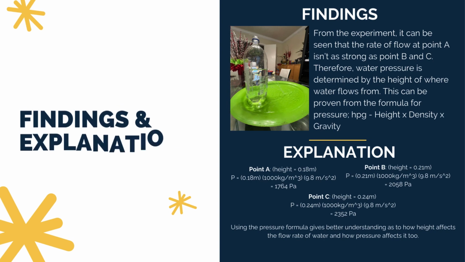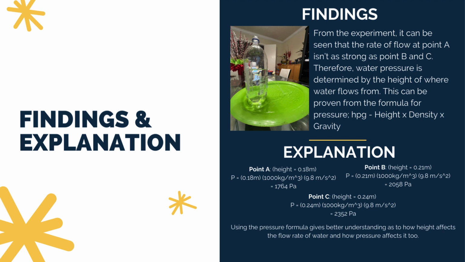Findings and explanation. Findings. From the experiment, it can be seen that the rate of flow at point A isn't as strong as point B and C. Therefore, water pressure is determined by the height of where water flows from. This can be proven from the formula for pressure: height times density times gravity.